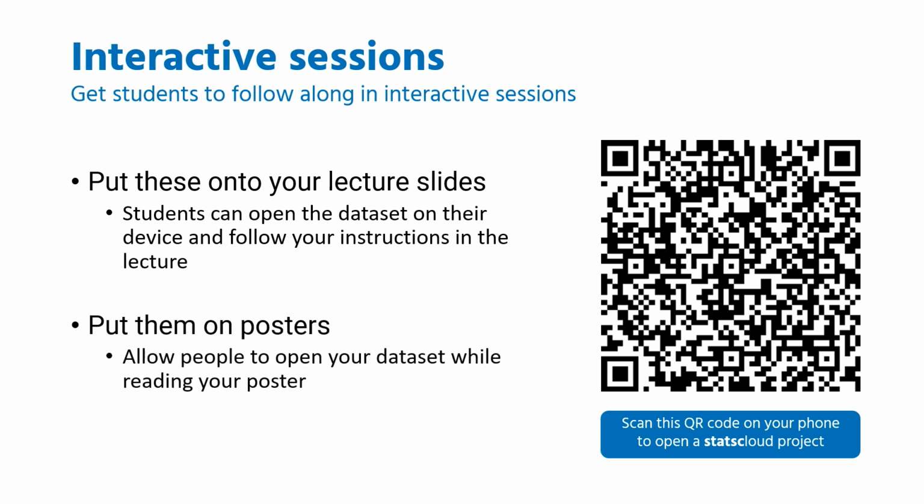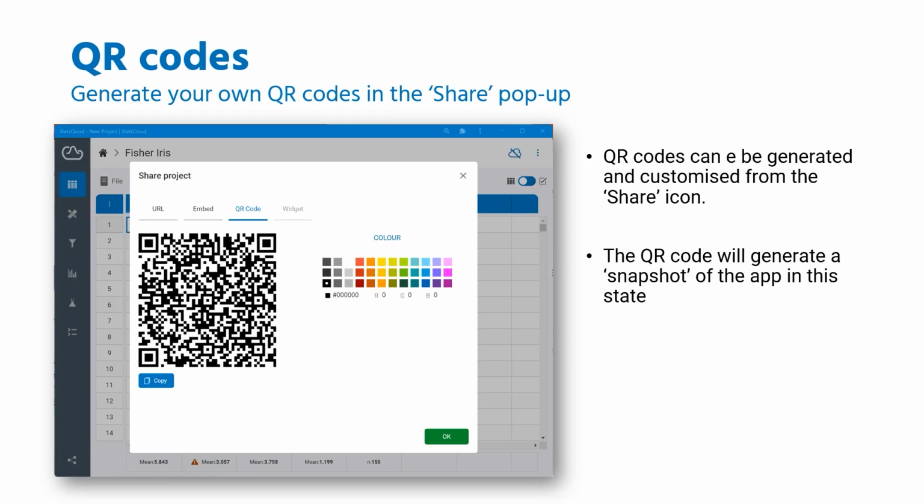You can also put them on posters. If your students are presenting posters, they could have a nice little QR code down at the bottom. Look at my data. They could look at the poster, scan the QR code, and have the data on their phone as they're talking to the person. Or perhaps that might be useful for you as a researcher as well. And like links, you can get the QR code from the share button down there.